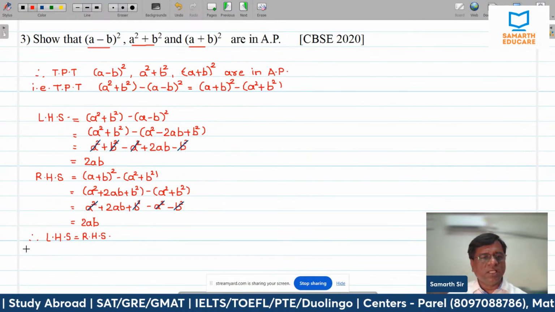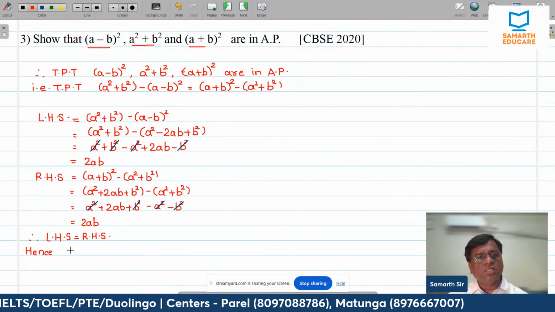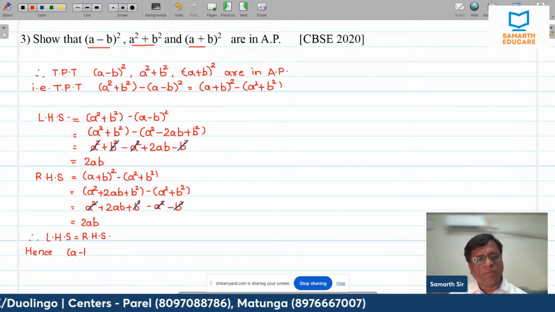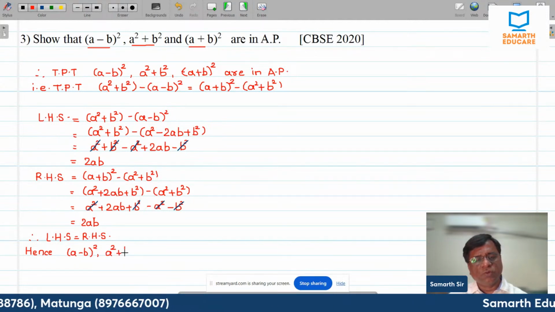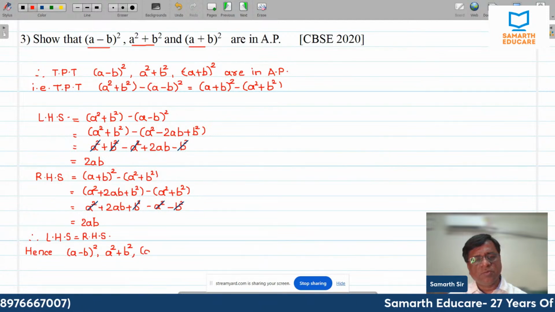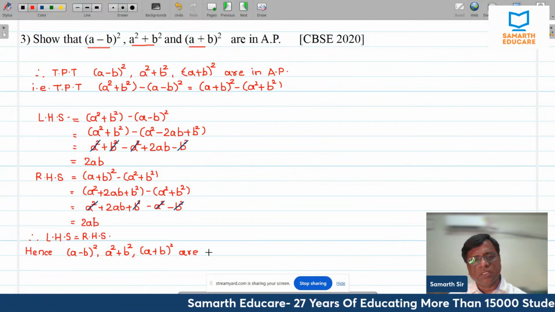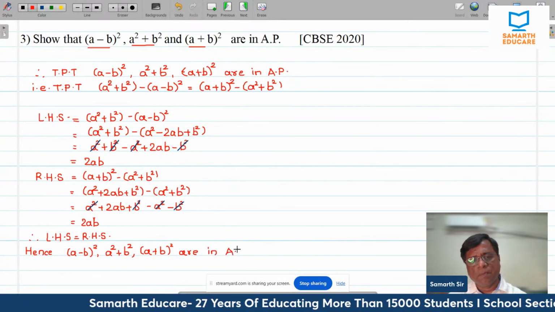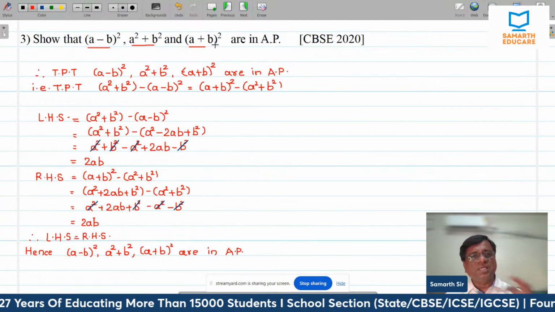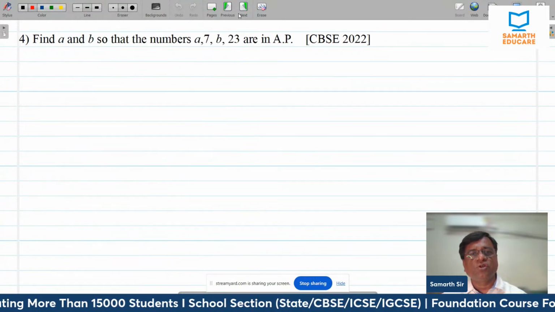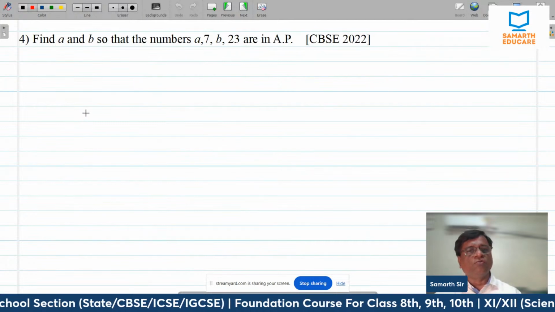Hence we can say that a square, (a minus b) whole square, a square plus b square, and (a plus b) whole square, these are in AP. These three are in AP, right? So these questions were based on all basic things, basic definition of AP. Again, this question is according to the basic definition of AP.